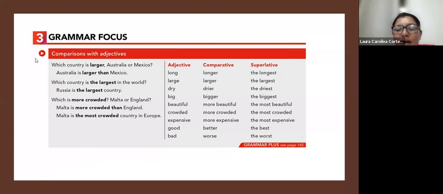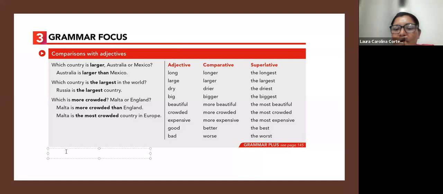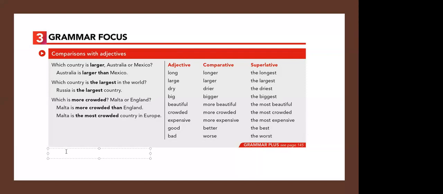Teacher, I have a question. For example, I can see that good changes its words in the adjective, comparative, and superlative, but in other words we only add the most or more. How do I say about this? That's a good question.